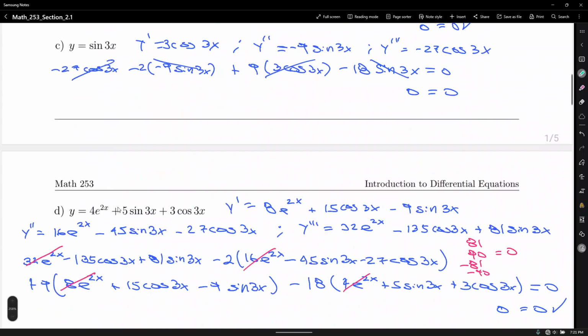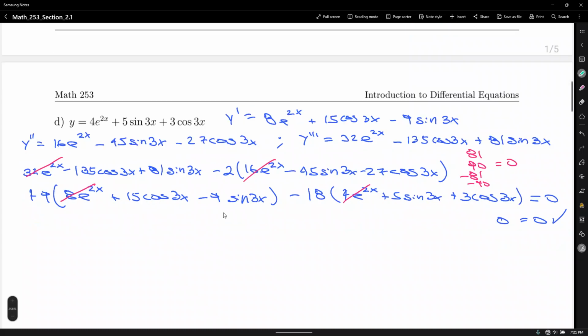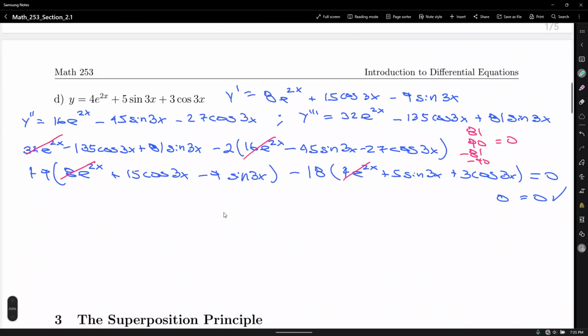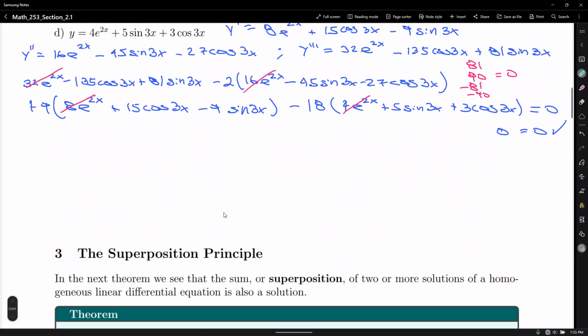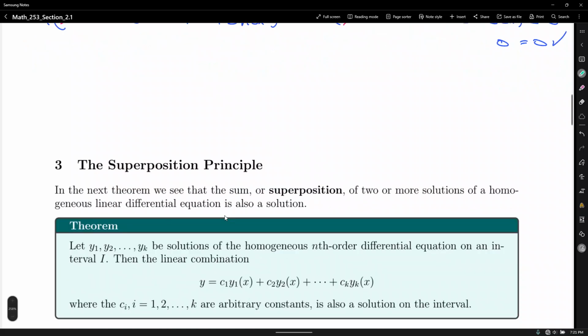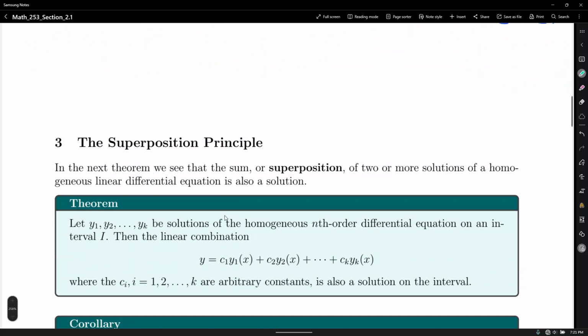Also, we tested another function with three terms, containing a multiple of an exponential, a multiple of a trigonometric, and a multiple of the other trigonometric, in this case sine and cosine respectively. All right, well, so this is actually the idea behind the superposition principle, which tells us that the sum or superposition of two or more solutions of a homogeneous linear differential equation is also a solution. Formally, what do we have?